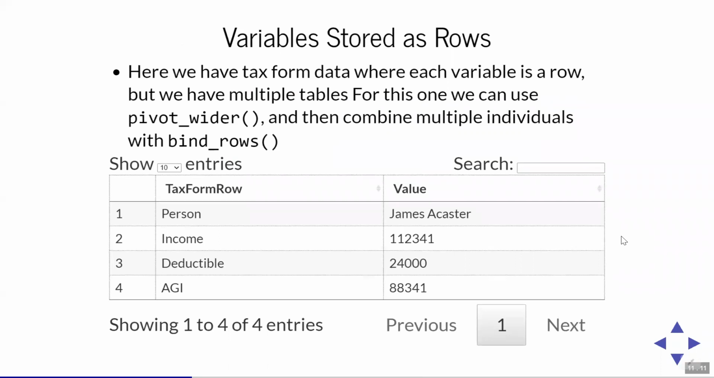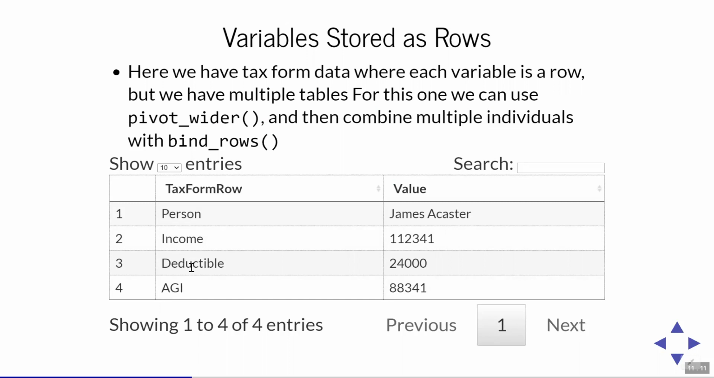So in this case, what we have is we have our variables on the rows here, and then we have different columns with the values in them. So here we have the person that we can fill in their name, we got their income, we have their deductible, we have their adjusted gross income, right? We want to turn this tidy. We want each variable to be in its own column, and each observation to be in its own row.